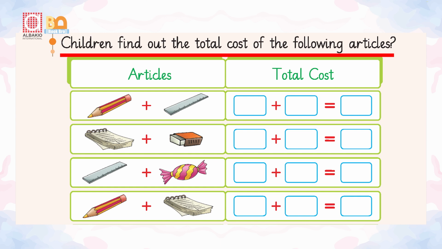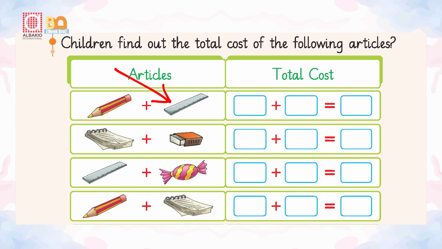Let's help them. Pencil and scale. Pencil costs rupees 10 and scale also costs rupees 10. So what is the total cost? It is 10 plus 10 equal to 20. Great. The notebook costs rupees 20 and an eraser costs rupees 10. So what is the total cost? 20 plus 10 is equal to 30.